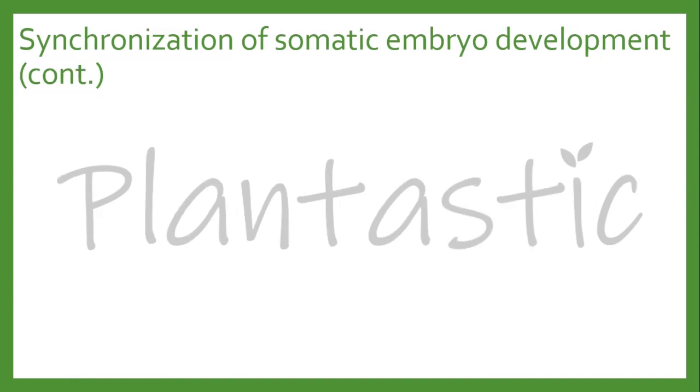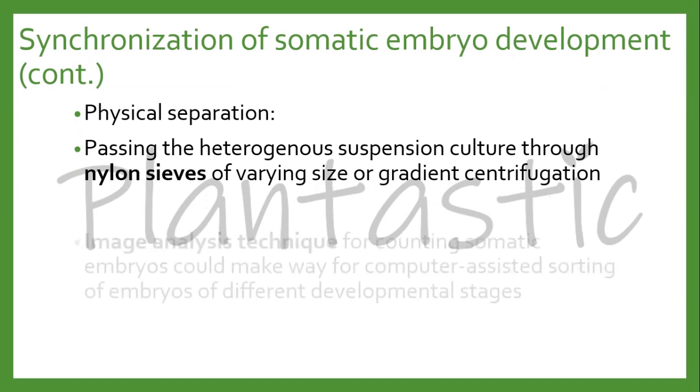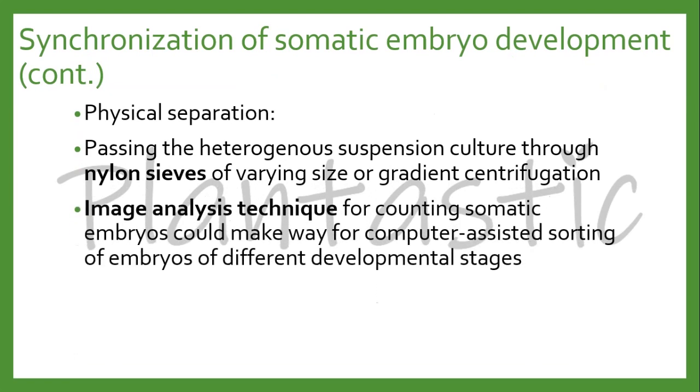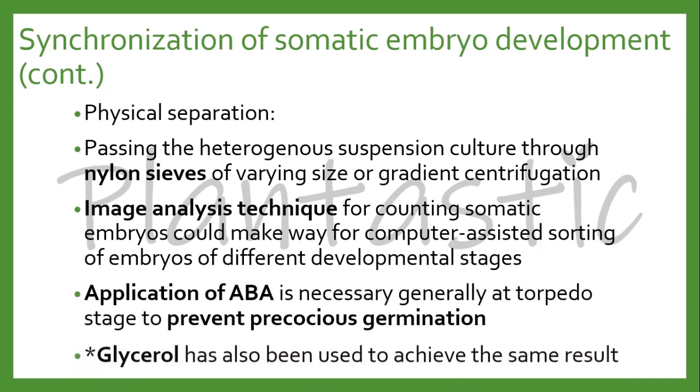For the physical separation, it is needed to pass the heterogeneous suspension culture through nylon sieves of varying size or gradient centrifugation. Image analysis techniques for counting somatic embryos could make way for computer-assisted sorting of embryos of different developmental stages. The application of ABA is generally necessary at the torpedo stage to prevent precocious germination. Alternatively, glycerol has also been used to achieve the same result.